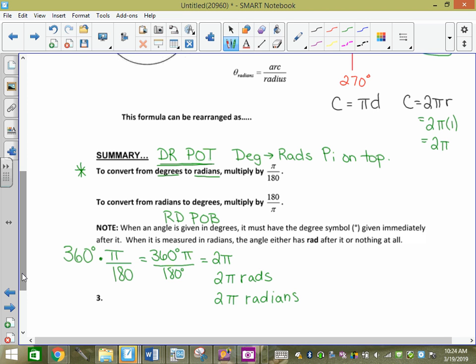So here it says when an angle is given in degrees, it must have the degree symbol given immediately after it. When it's measured in radians, the angle either has rads after it or nothing at all, or it could have the word radians. Okay?